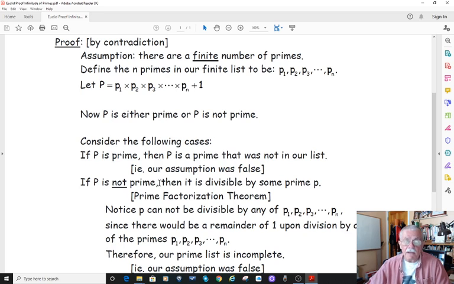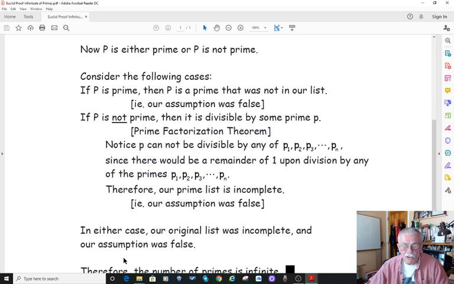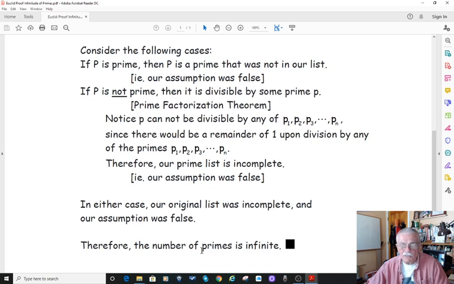If P is not prime, then it must be divisible by some one of our primes in our prime list, because these are the only primes, if you assume that, right? That's known as the prime factorization theorem. Okay, so let's notice that P cannot be divisible by any of our primes, because you'd always get a remainder of 1. We'll go in a whole number of times with a remainder of 1. That's why he added the 1. Since there would be a remainder of 1 upon division by any of these primes, therefore our prime list is incomplete, i.e. our assumption is false. In either case, our original list was incomplete, our assumption is false, therefore the number of primes is infinite.